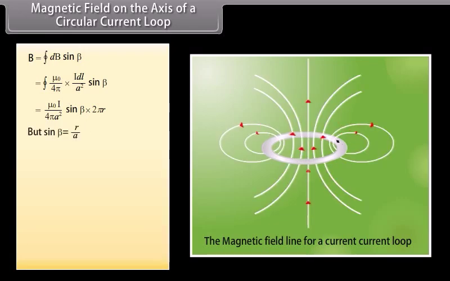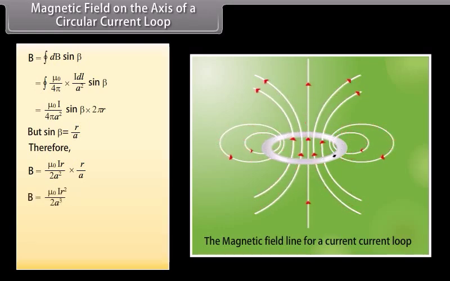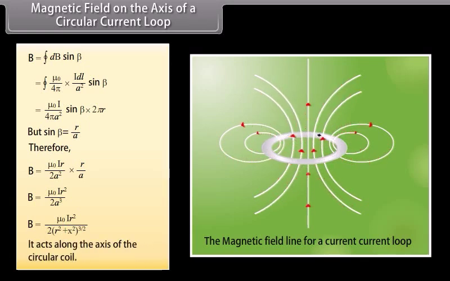But sine beta is equal to r upon a. Therefore, the total magnetic field at P is equal to mu naught I R square divided by 2a cube. We can also write this equation as mu naught I R square divided by 2 times (r square plus x square) raised to the power 3 by 2. This magnetic field acts along the axis of the circular coil.